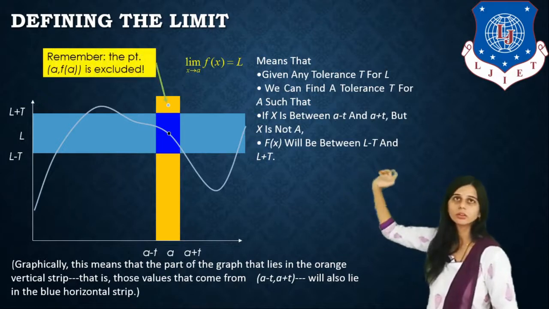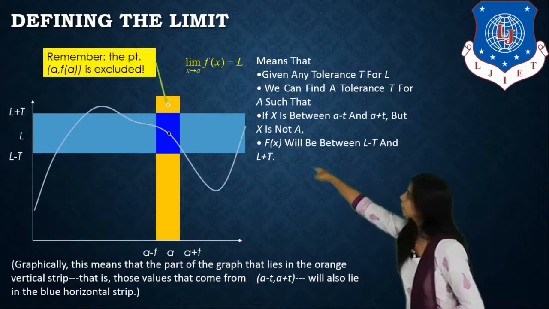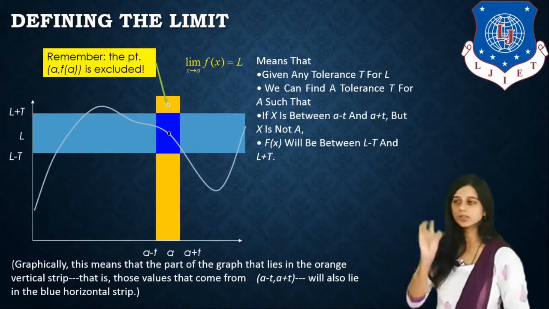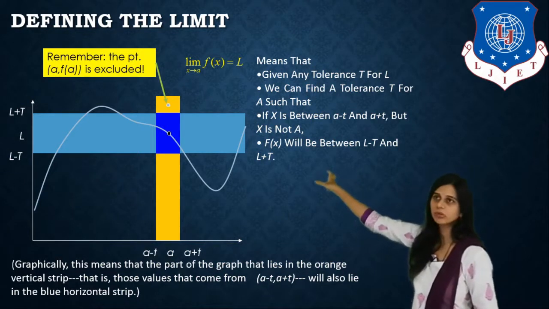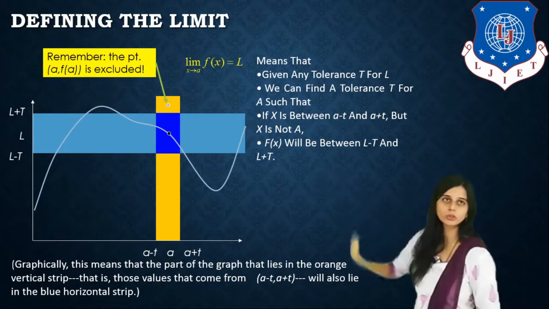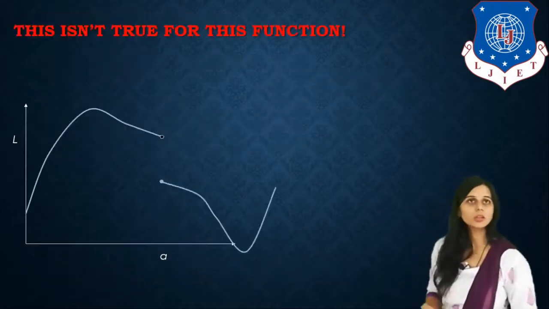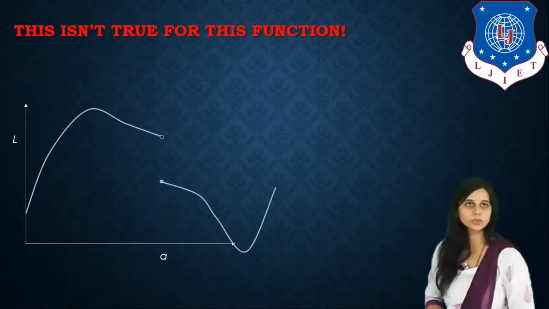Okay, remember that the point a, f of a is excluded. So that is a blue point, the blue area is recognized, that is the limit value, the limit portion of f of x.